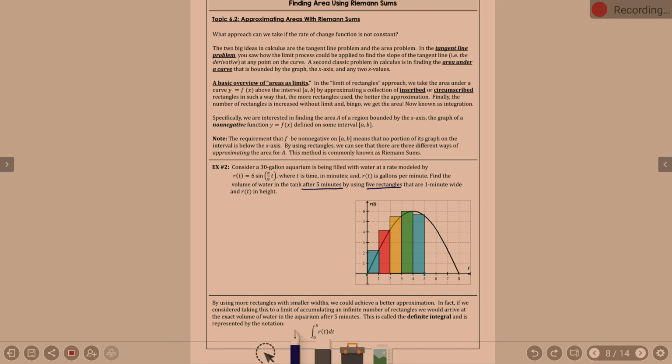Now, I'm going to make us a chart to organize. You might want a calculator. Let me rephrase that. You want a calculator. Forget the word might. Unless, of course, you're going to do the math of 6 sine of pi over 8t in your head on 1, 2, 3, 4, and 5.